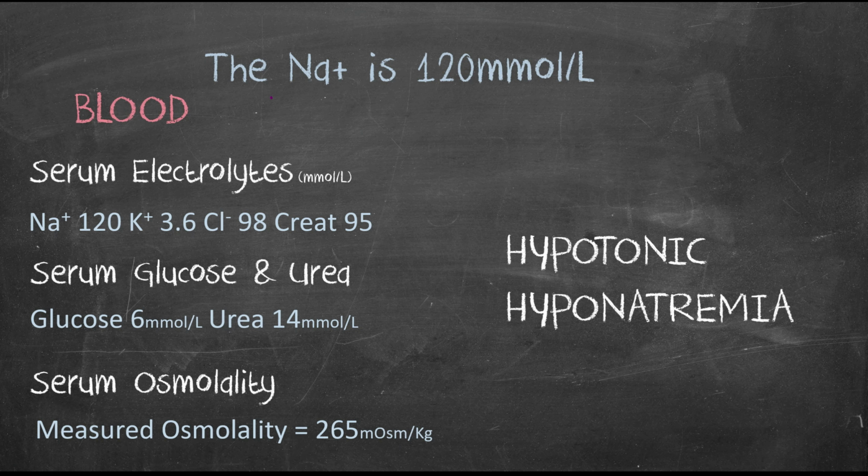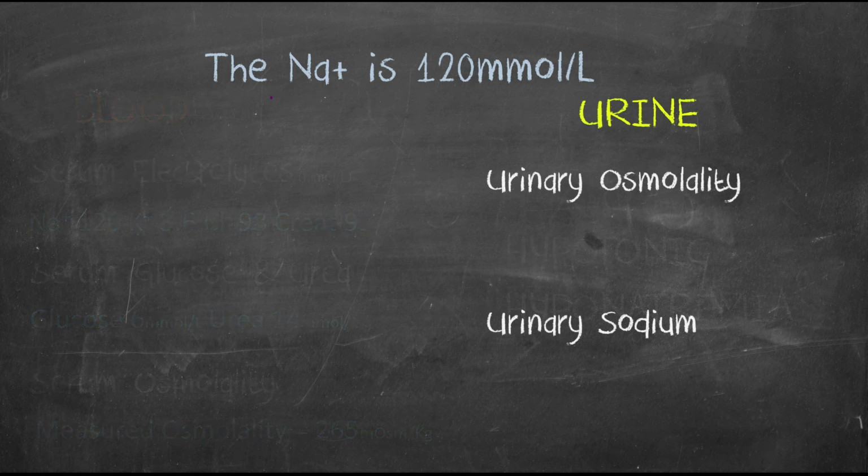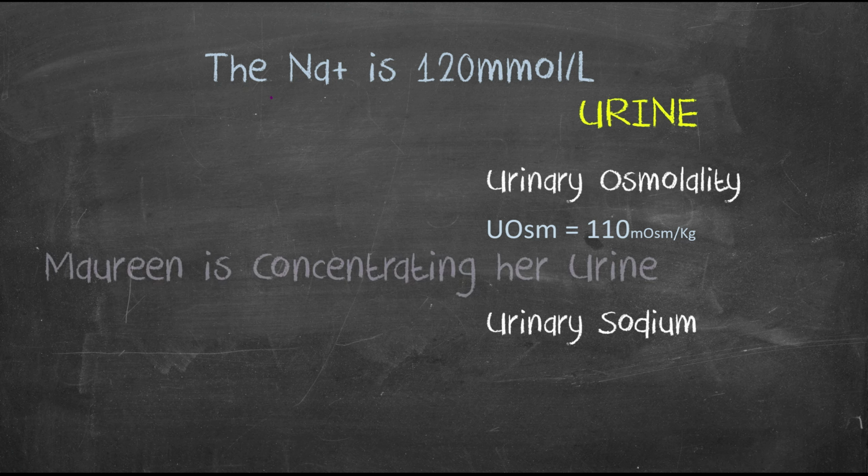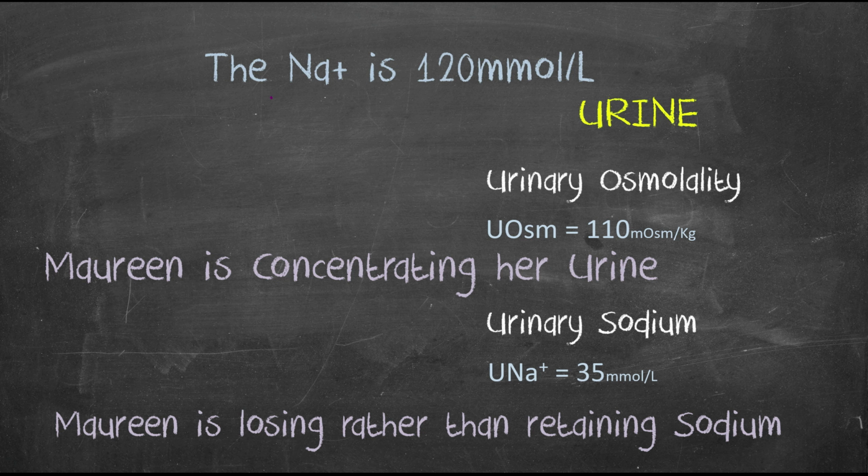When you see this, you must have a look at her urine. Maureen's urinary osmolality is 110 milliosmoles per kilo. So Maureen is concentrating her urine. Her urinary sodium is 35 millimoles per litre. So Maureen is losing rather than retaining sodium in the setting of a low plasma sodium.